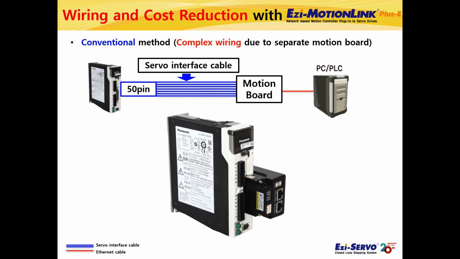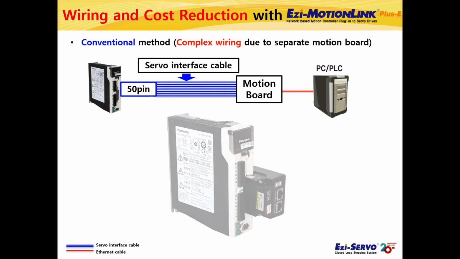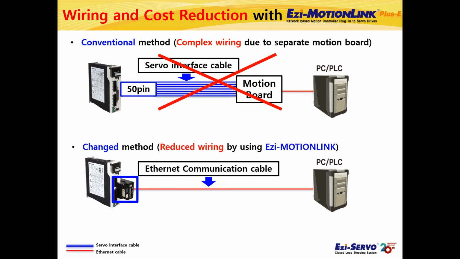However, the pin map may be different for each Ezi-SERVO drive. For example, if the servo on signal of Yaskawa Ezi-SERVO is number 5, Mitsubishi is assigned to number 7, but the function of the interface is the same. With this, you can remove the complicated wiring bundle from the Ezi-SERVO to the motion board. By using Ezi-MOTIONLINK, a 1-axis motion controller, the customer can use 5-axis Ezi-SERVO with only an Ethernet communication cable without a separate motion board. You can control these with the API that FASTECH provides.